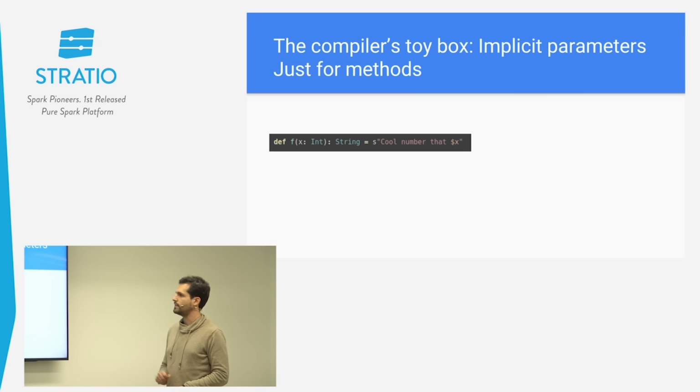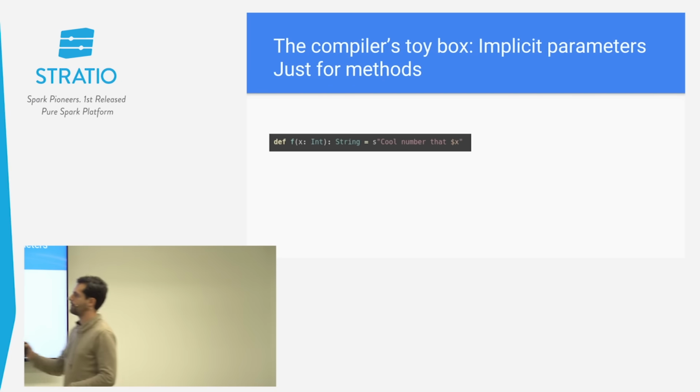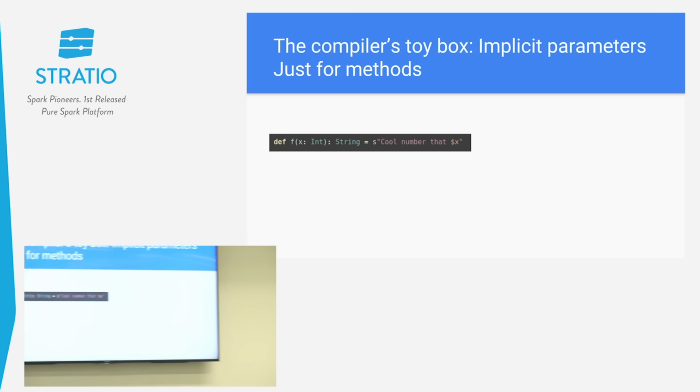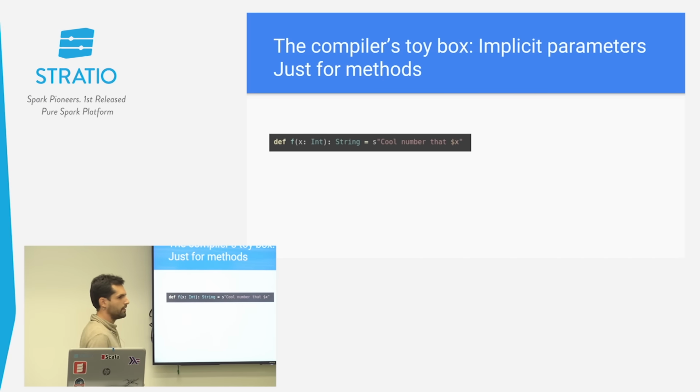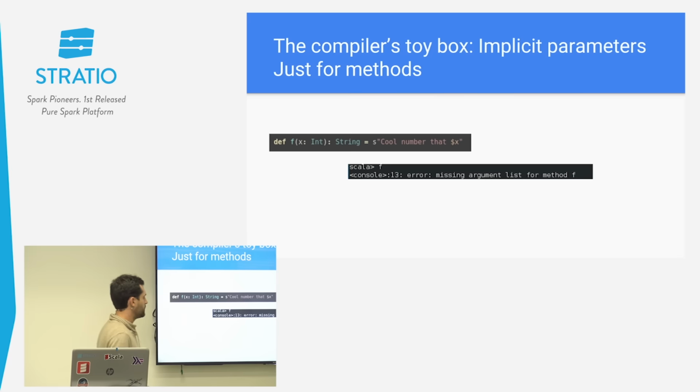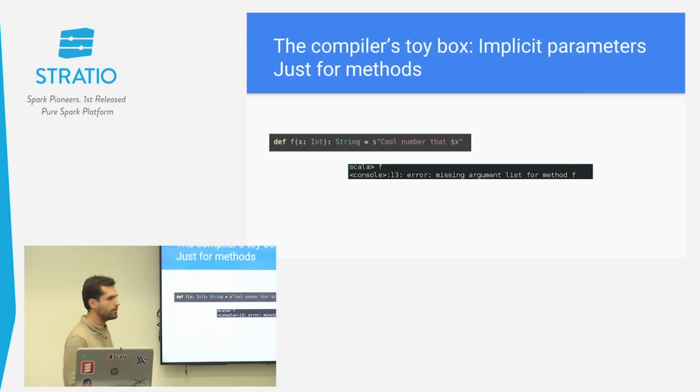Okay, imagine you have this simple method, which is f, receiving an integer and returning a string. And if you are working with your code and you try to call this method without passing any actual parameter, you will obviously get an error because you are not passing anything to it. The compiler struggles because it doesn't know how to continue.